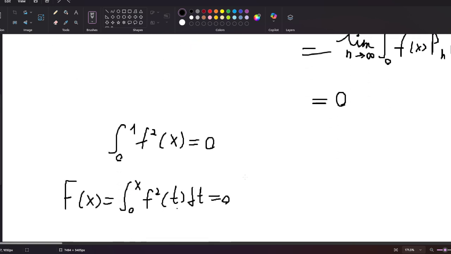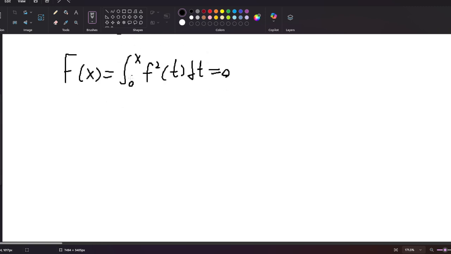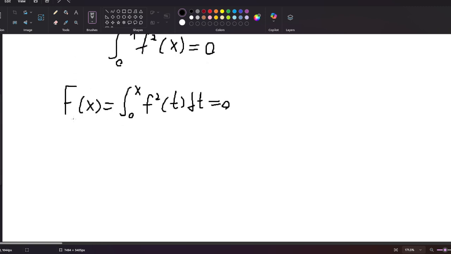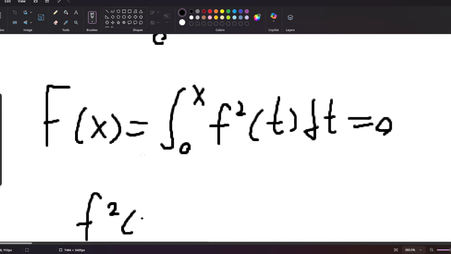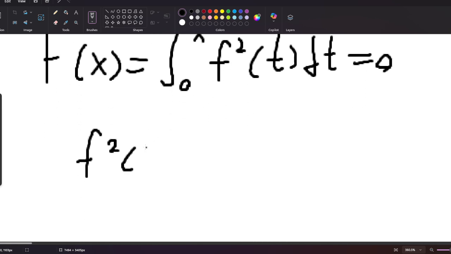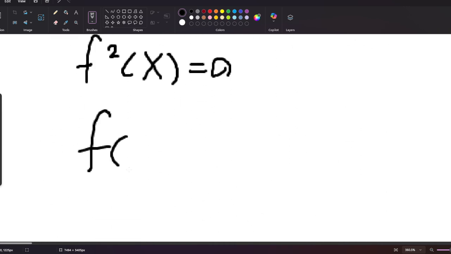And this has the implication that the derivative of capital F of x is going to be equal to 0, so f squared of x is going to be equal to 0 on the interval from 0 to 1. That implies that f of x is also going to be equal to 0.